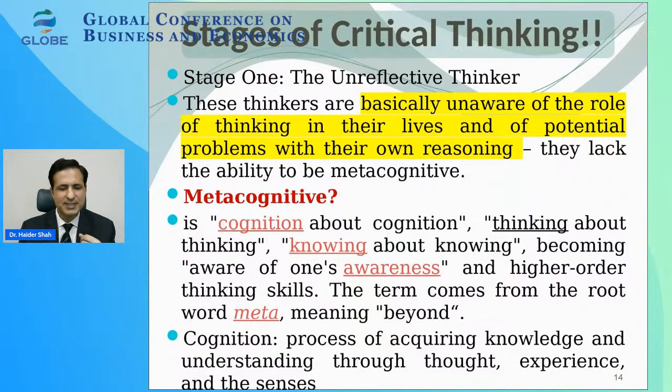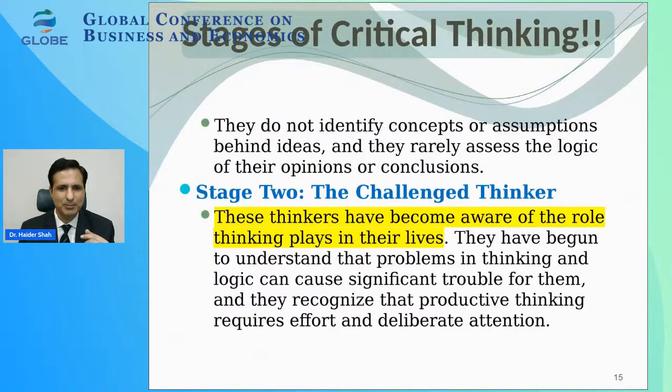The first stage is the unreflective thinker. These are thinkers who are not aware of the role of thinking in their lives and the potential problems associated with reasoning. These are people who are not even aware of the role thinking plays in their life and how they can involve thinking to solve their problems. That's the problem with them.